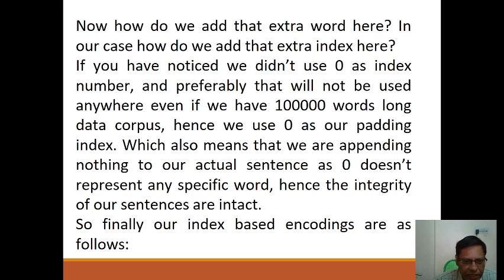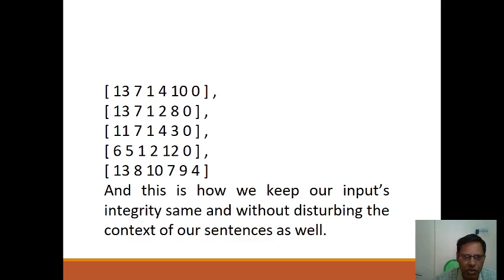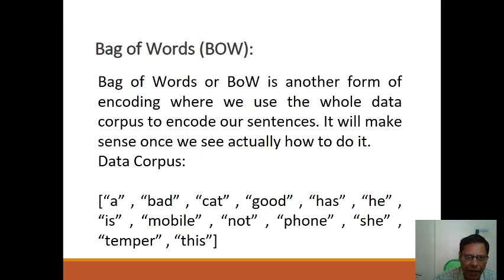Hence, the integrity of our sentences is intact. So finally, our index based encoding is as follows. See here, we are adding 5 to 6, the next one with 0, 0, 0 in the first 4 statements. And that is one encoding method.